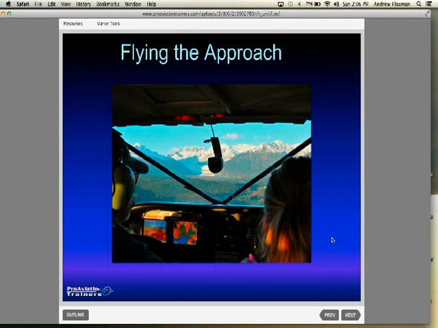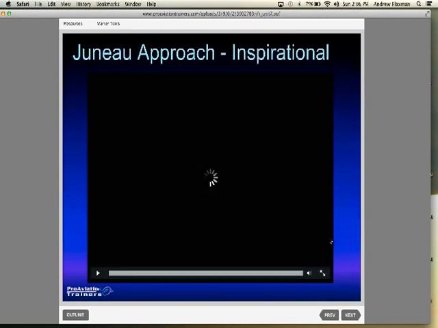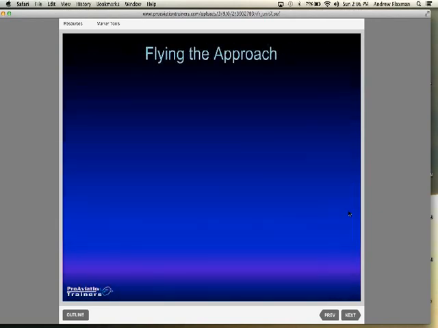That looks like Alaska. Find the approach. Oh, shit. All right, I'll give it about 5 seconds to load. If not, we'll move on. All right, moving on.